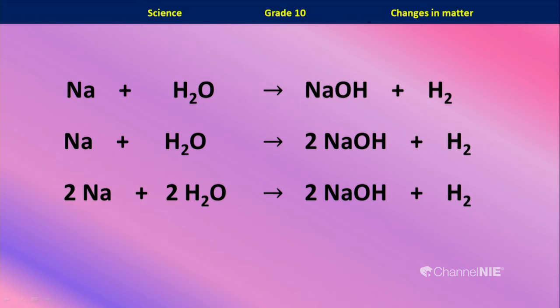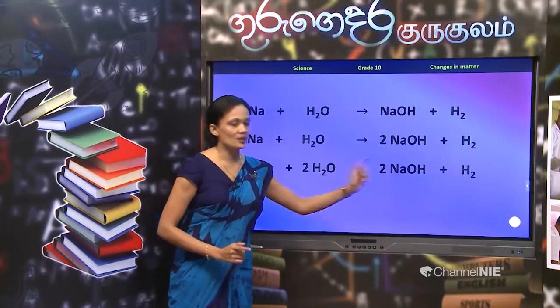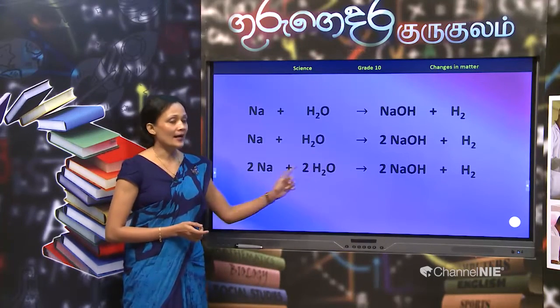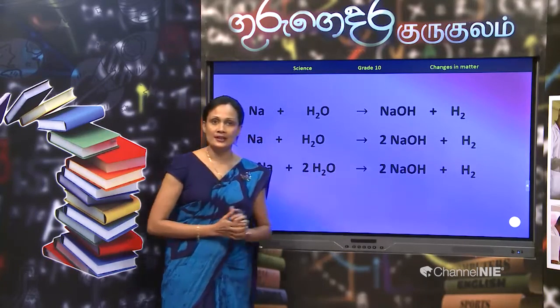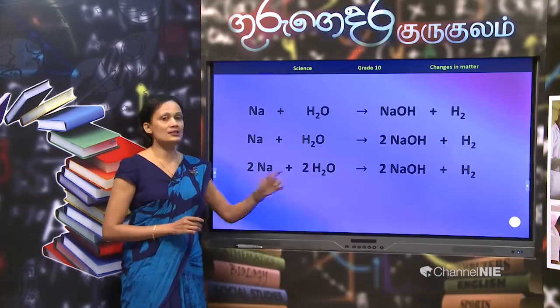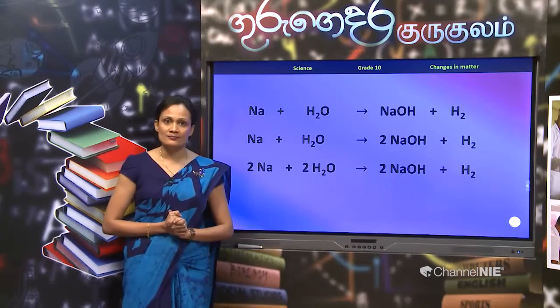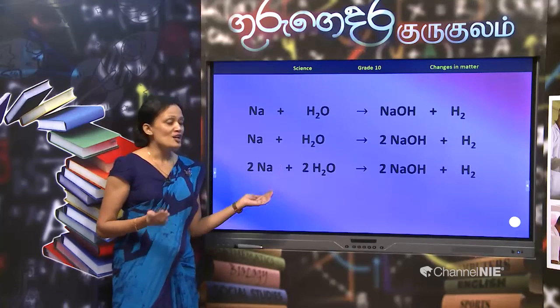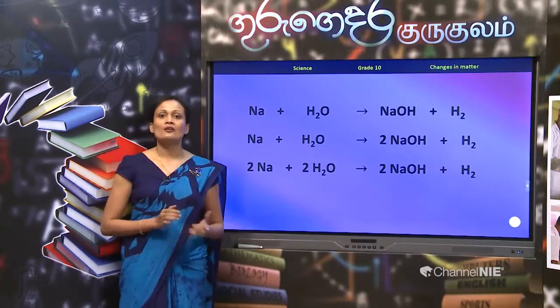Now here 2 sodium atoms, in the product 2 sodium atoms. Now the sodium atoms also balance. Let's check it. 2 sodium atoms here, 2 sodium atoms there. Here 4 hydrogen atoms; on the product side 2 hydrogen and 2 hydrogen atoms, all are 4 hydrogen atoms. Here 2 oxygen atoms, and the product side also 2 oxygen atoms. Now it is clear this is the balanced chemical equation for the reaction between sodium and water.